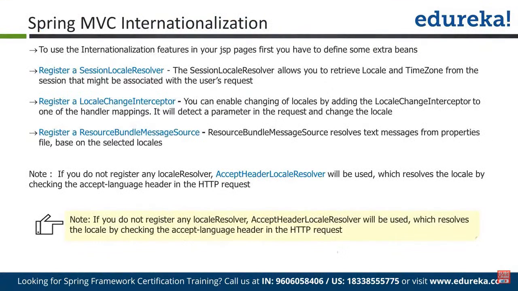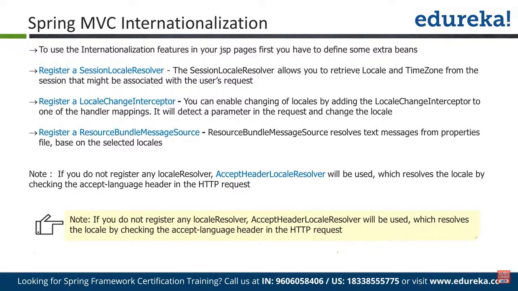Now, what kind of help is Spring going to provide to implement the I18N feature in your application? To use the internationalization feature in your JSP pages, first you have to define some extra beans which are provided by the Spring APIs. Session locale resolver or cookie locale resolver, any of these you can use up to your requirement. Locale change interceptor for changing the locale. It works as an interceptor design. And the third bean is resource bundle message source, which is used to load the properties file as per your locale.